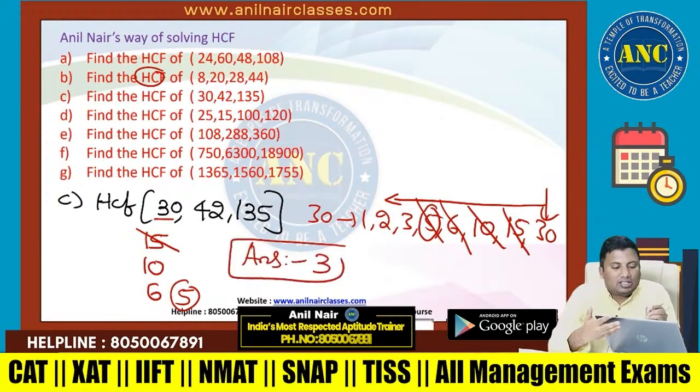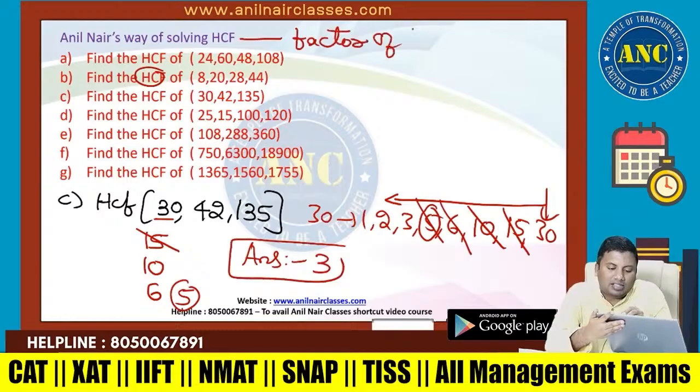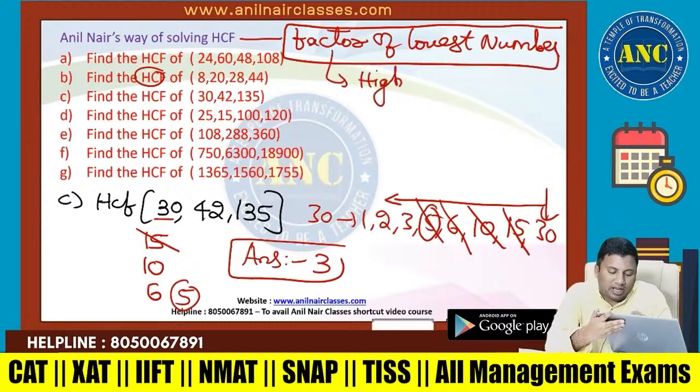What is the logic that we are using? HCF can also be determined as the factor of the lowest number. The factor should be the highest value.